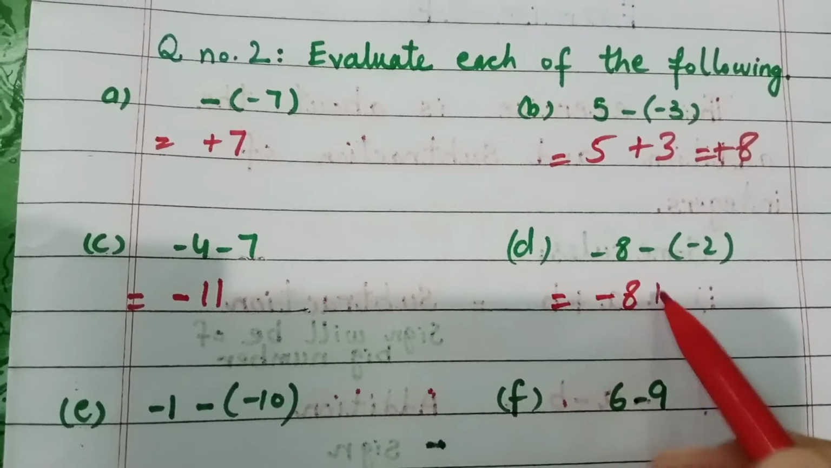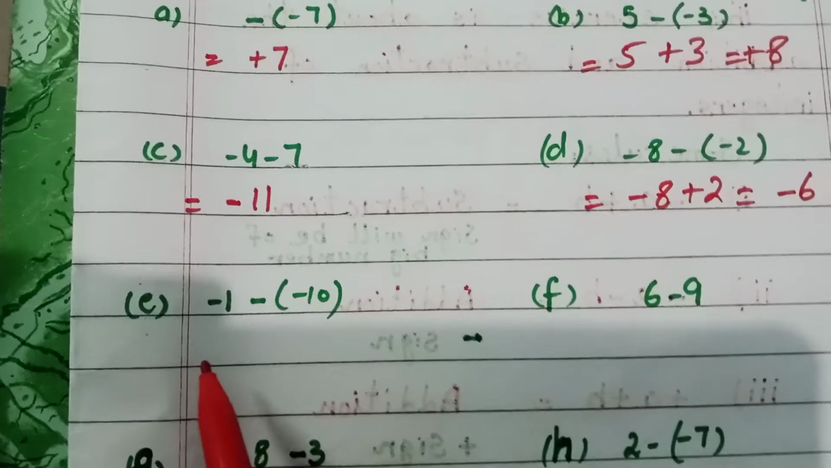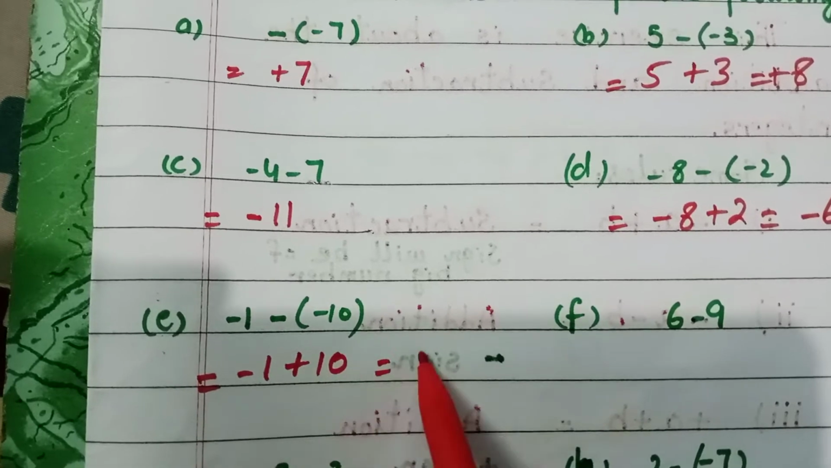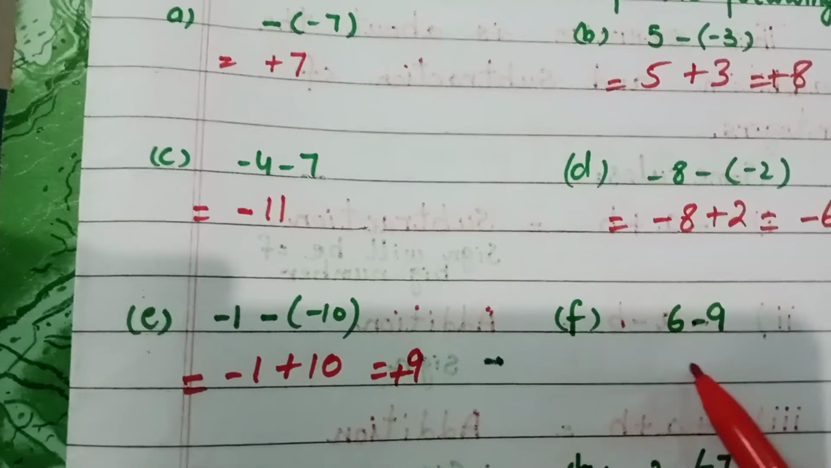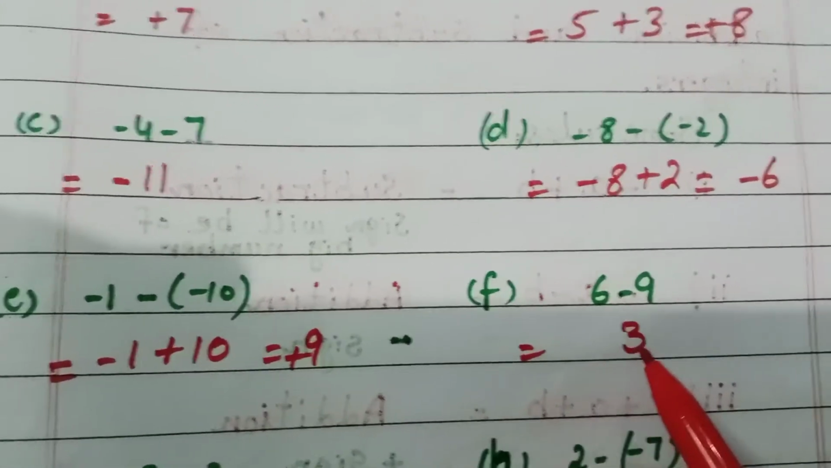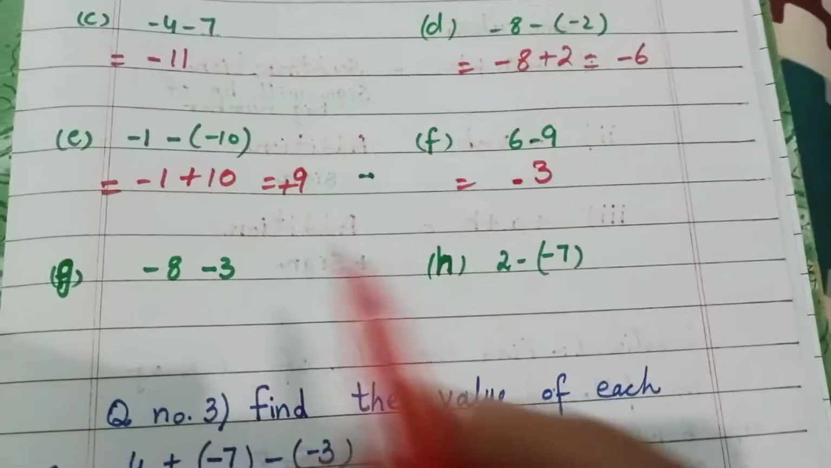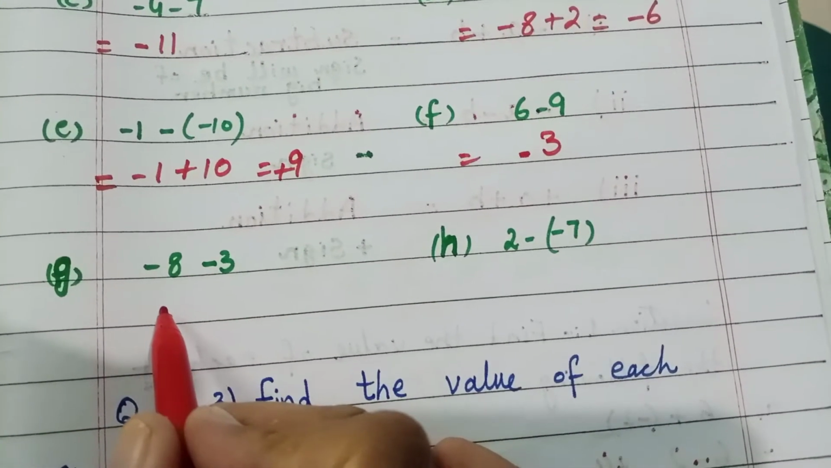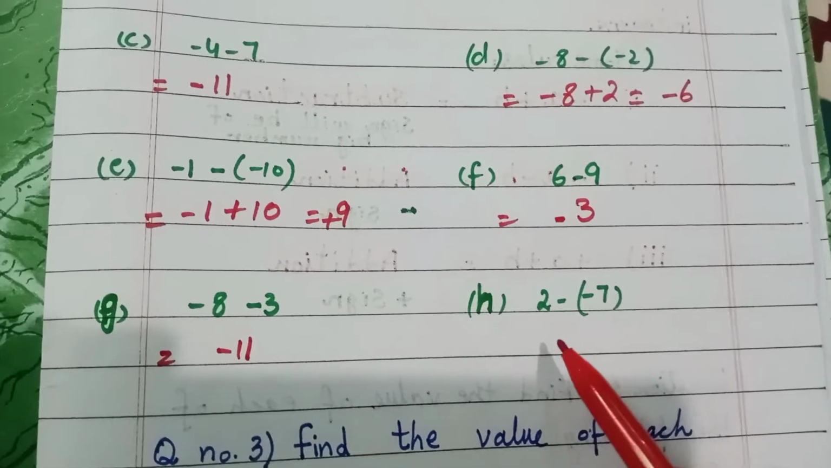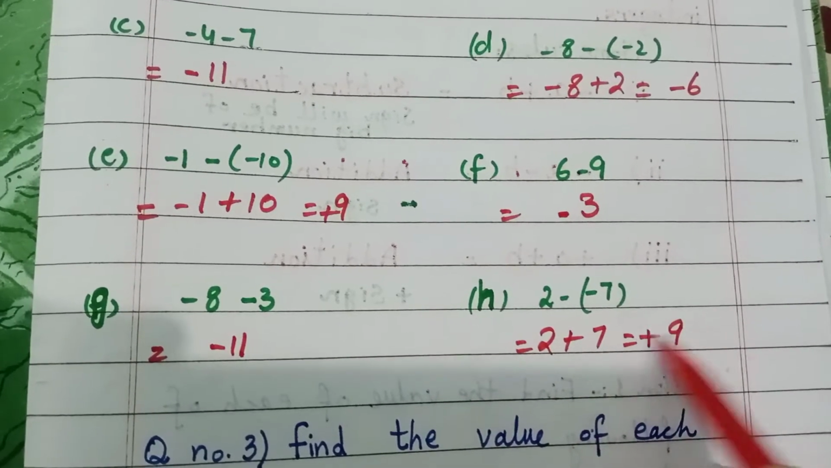Minus 8 plus 2, this is minus 6. Similarly, minus 1 plus 10, 9 and the sign is positive. 6 minus 9 is 3, but the sign is negative. Here, minus 11, 2 plus 7 is 9 and the sign is plus.